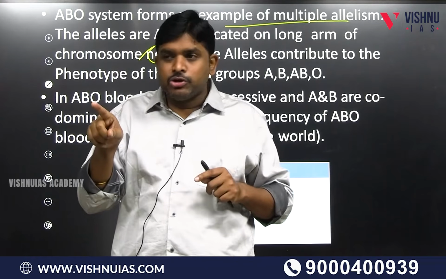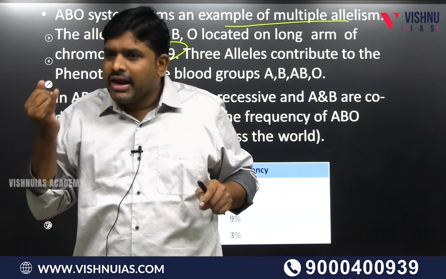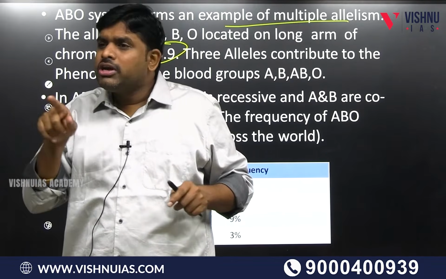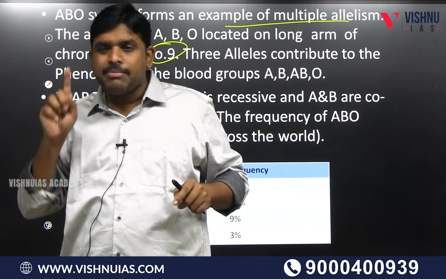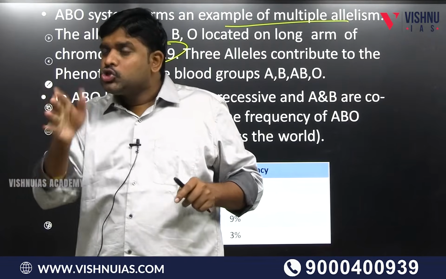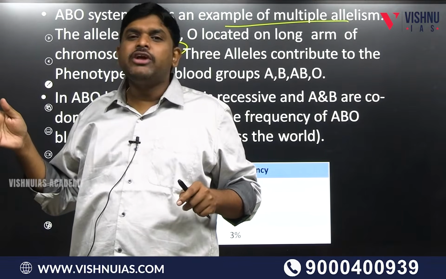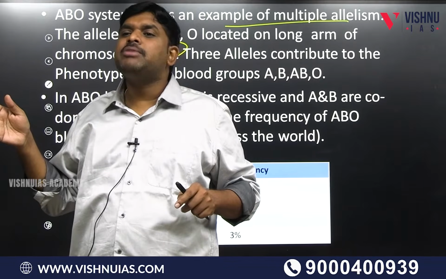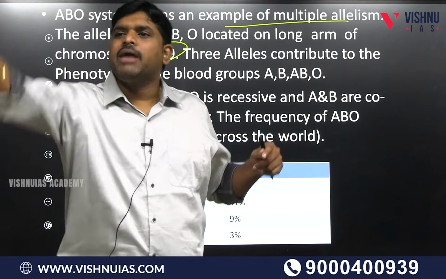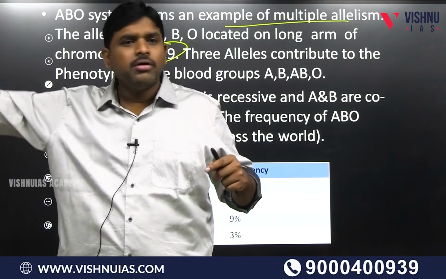Which blood is produced? It can be A, it can be B, it can be AB, it can be O. So, is it not multiple allelism? There is multiple allelism. The ABO blood group system is the best example of multiple allelism. Why? Because the blood groups are A, B, AB and O: allele A blood group, allele B blood group, allele AB blood group, allele O blood group.